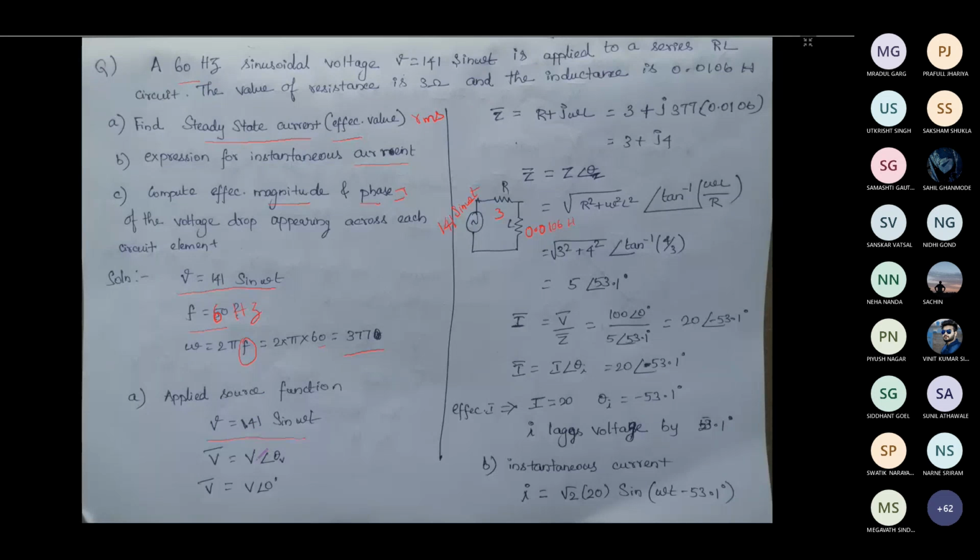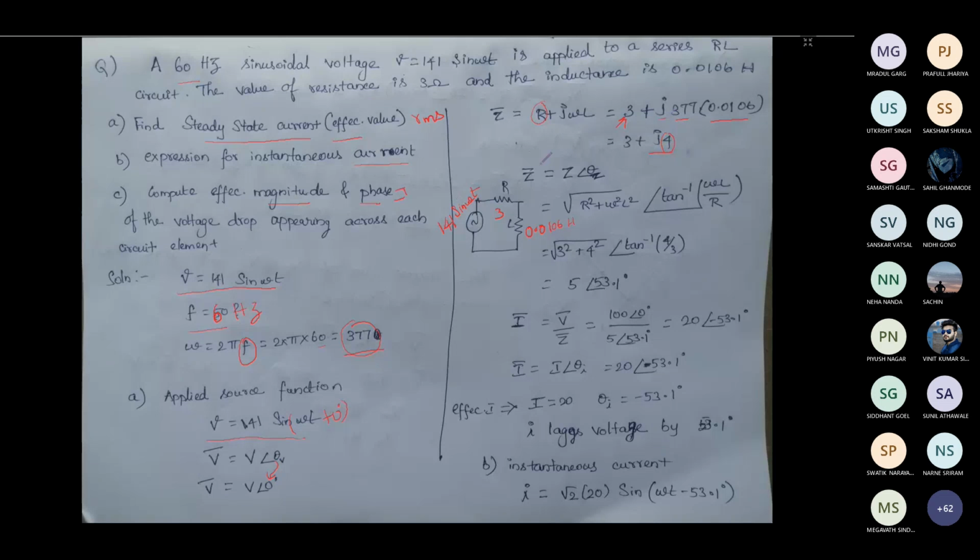V phasor is equal to V angle theta V, and this theta V is 0 because we are taking sin omega t. We are getting angle omega t plus 0 degree. So it is mentioned as V angle 0 degree. So the Z phasor is given by R plus j omega L. This R value is 3, and j into omega, omega we found as 377, that is given here. And L is 0.01106. If you multiply this, we will be getting 4 as the value here.